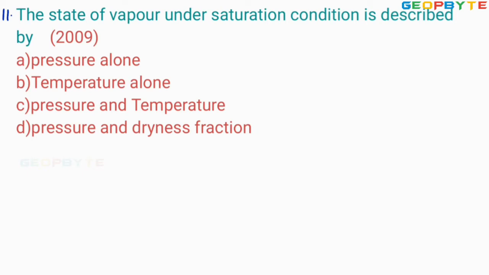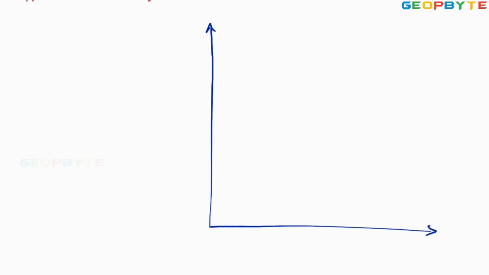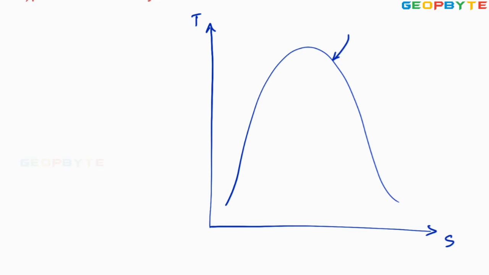Look at the 11th problem. The state of vapor under saturation condition is described by, asked in 2009. The saturation vapor condition is like this. Let us take the temperature versus entropy diagram. This is the saturation dome.